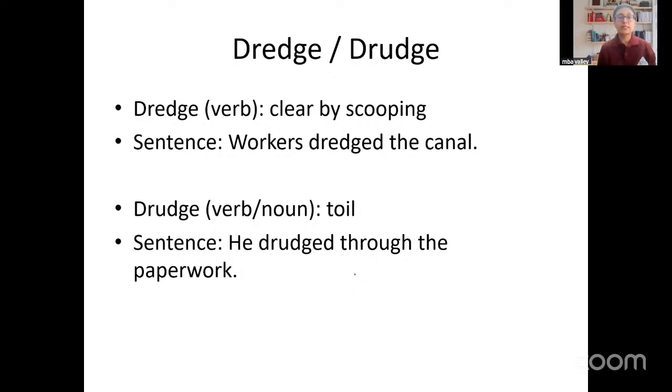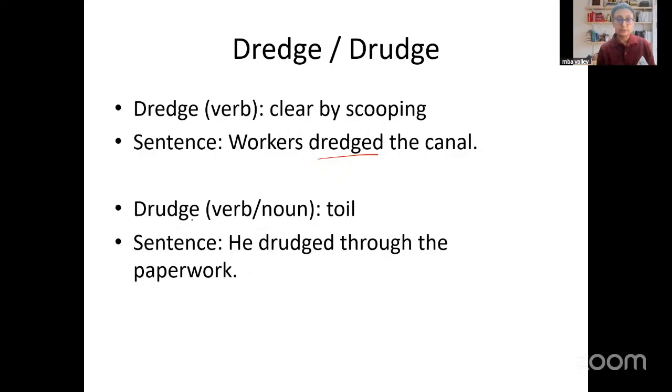Okay, let's move to the next set, dredge and drudge. So now dredge is clearing by scooping. कहीं पे भी अगर कोई गंदगी है, कीचड़ है और उसको स्कूप करके निकाला जा रहा है तो उसको हम क्या बोलते हैं? ड्रेज बोलते हैं. Workers dredge the canal. So how did they work on the canal? They were scooping out the mud. Always remember कि dredge हमेशा मिट्टी और कीचड़ से related होगा, always.